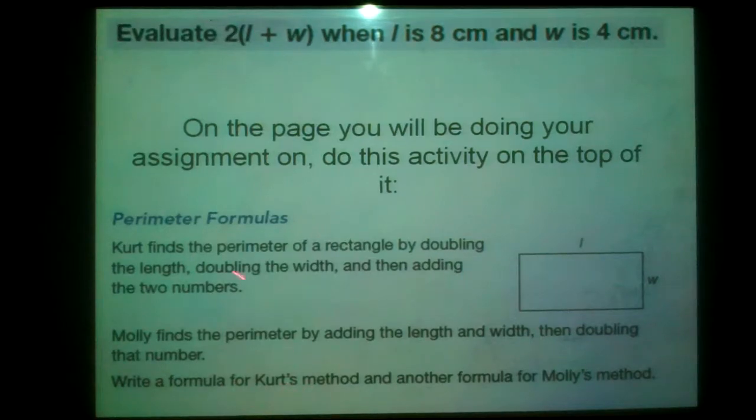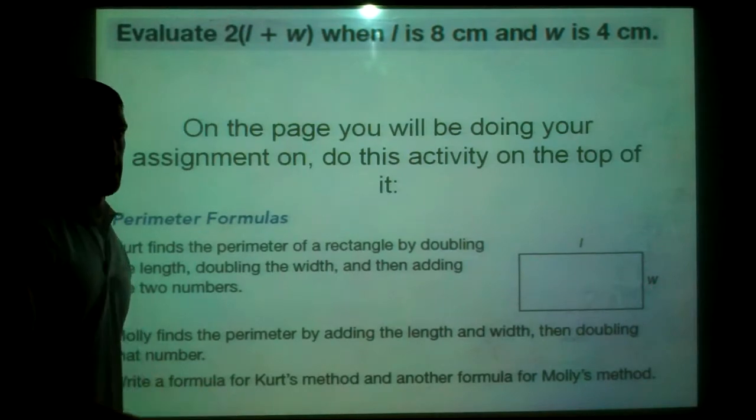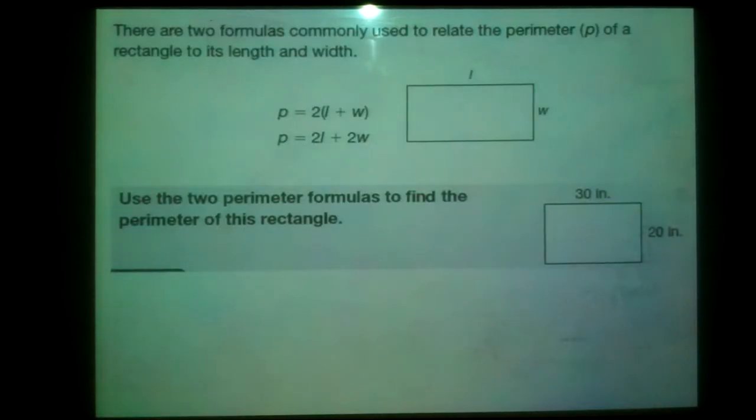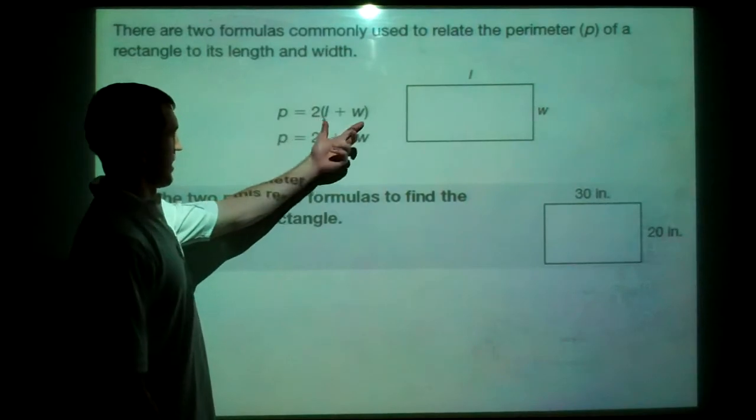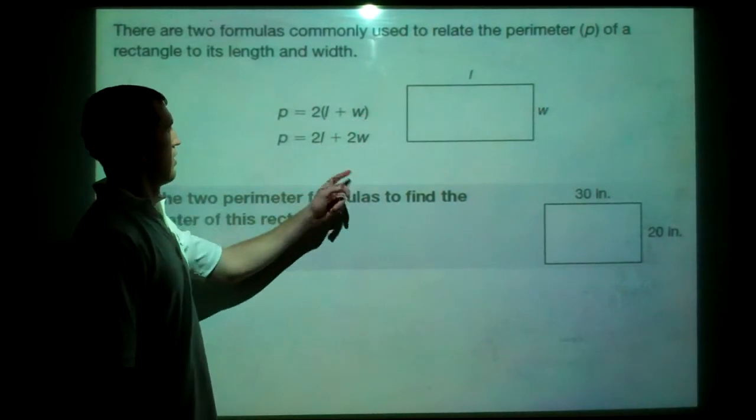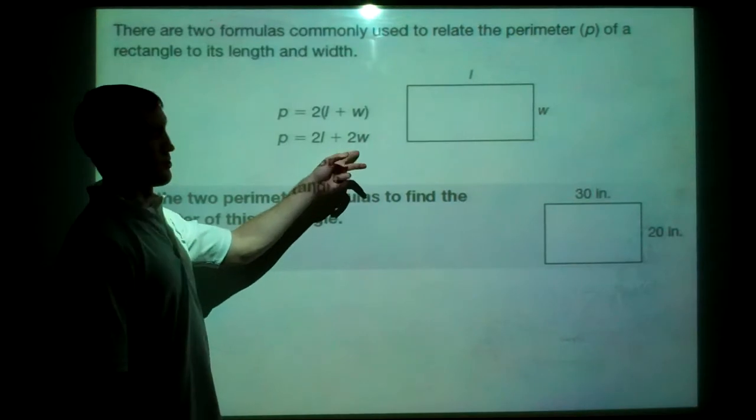But Kurt's method, he finds the perimeter of a rectangle by doubling the length and doubling the width and then adding those two numbers together. So he doubles this and doubles this, and then adds those together. We should find out that we get the same answer. Okay? So these are two commonly used formulas for the perimeter of a rectangle, and it's in the terms of its length and width. Okay? So 2 times the sum of length and width, or 2 times the length plus 2 times the width.